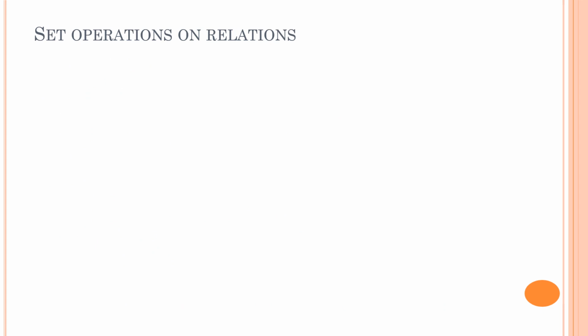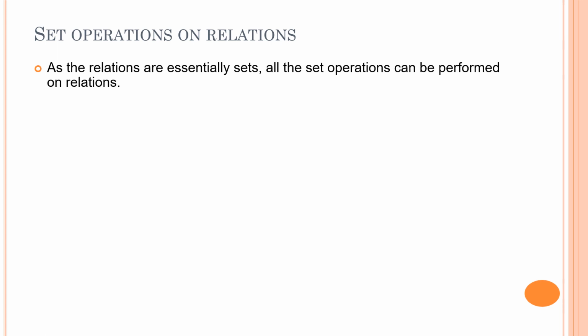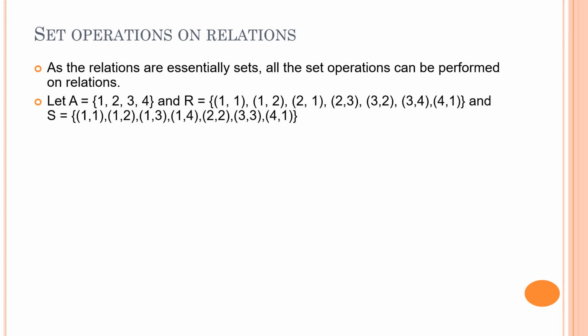Now, as a relation is essentially a set, it is a set of ordered pairs. So all the operations that can be performed on a set can also be performed on relations, right? You remember what were the various set operations? We had union, intersection, difference, symmetric difference, complement, things like that. All the set operations can be performed on relations also.